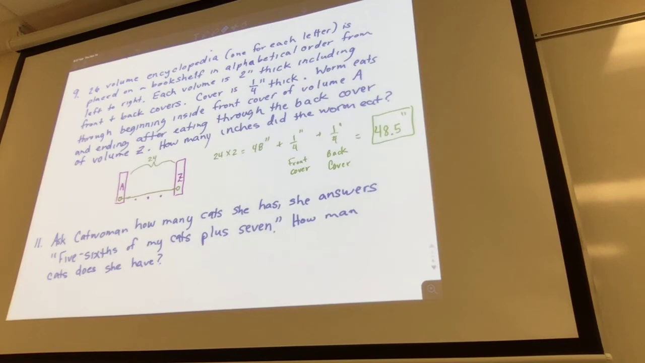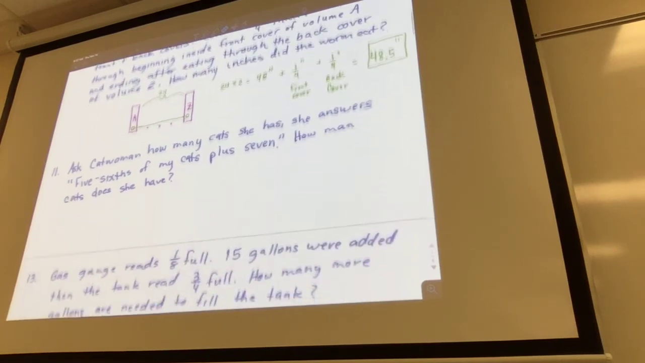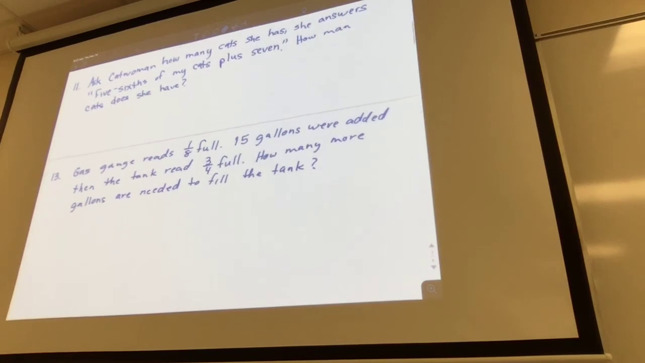Actually, that's fine. Okay. So visually, like sometimes we have to learn to talk to ourselves in math. You have to learn to like sometimes visually draw stuff out or touch stuff. It helps. The next one is a cat woman has many cats.